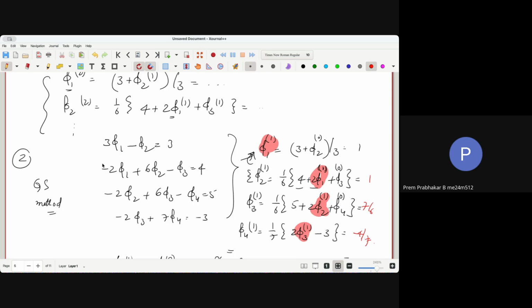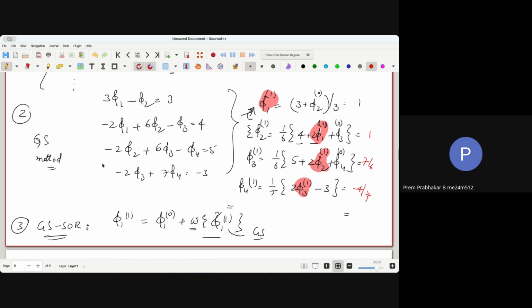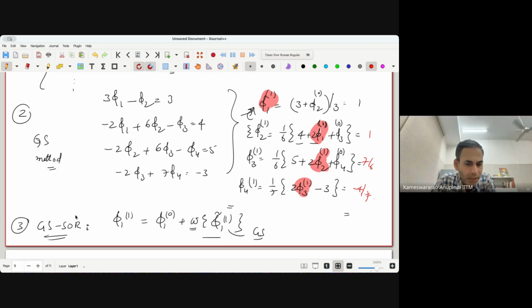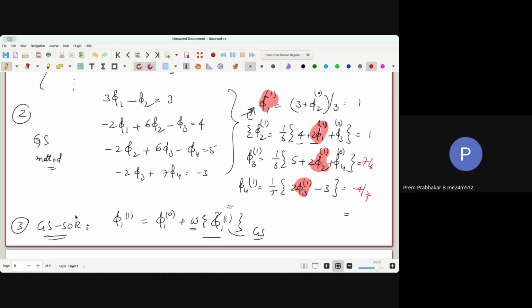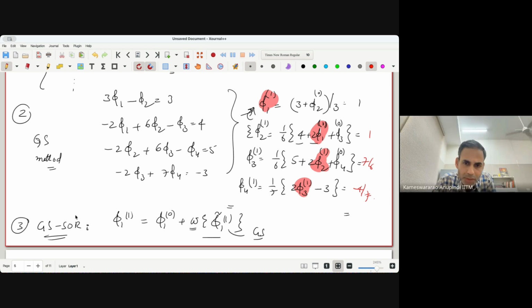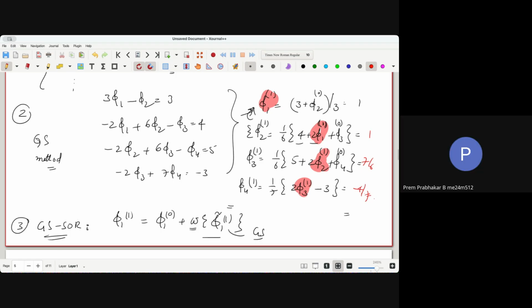When this iteration will stop? Sorry, say it again. When this iteration will stop? No, your voice is not clear to me. Can you hear me now, sir? No, there is a lot of background noise. Can you hear me?